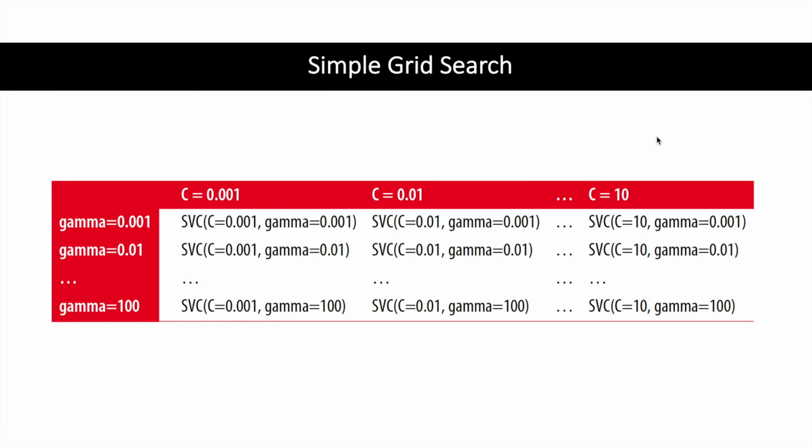We can implement a simple grid search just as for loops over two parameters, like in this example. We have C and gamma, and we loop over these two parameters, training and evaluating a classifier for each combination, and then decide which one is the best. The danger of overfitting the parameters to the validation set is something that is quite important here.